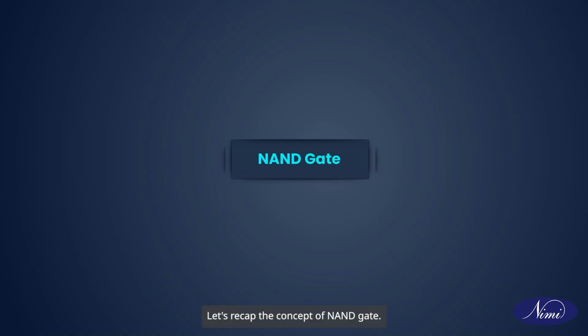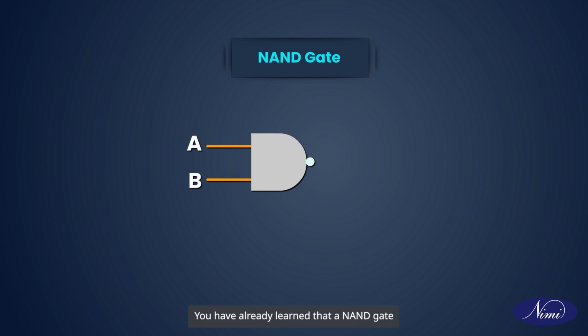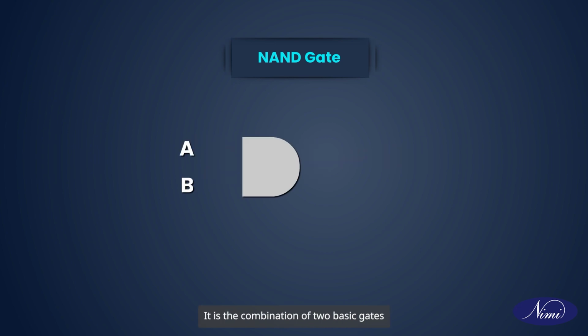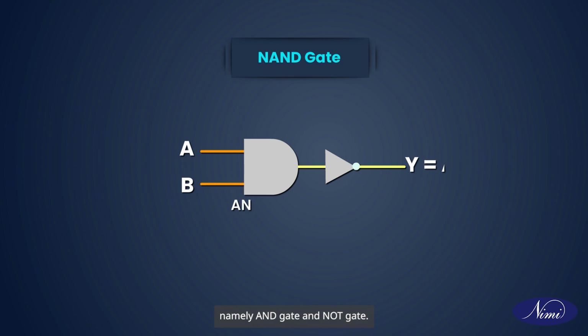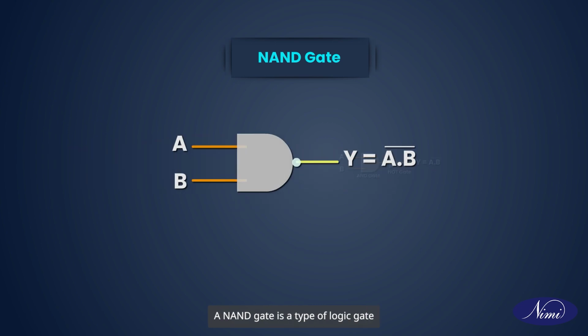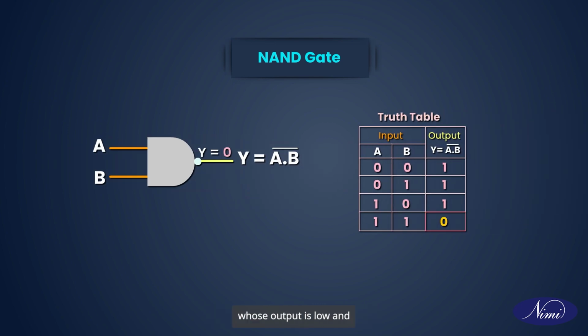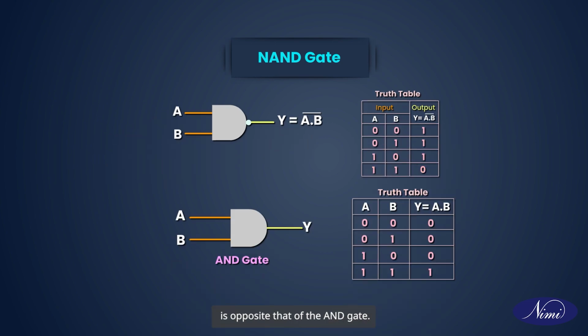Let's recap the concept of NAND gate. You have already learned that a NAND gate is a type of universal logic gate that one can use to realize any kind of logical expression or any other type of logic gate. It is a combination of two basic gates, namely AND gate and NOT gate. A NAND gate is a type of logic gate whose output is low when all its inputs are high, and its output is high when any of its inputs is low. Therefore, the operation of the NAND gate is opposite that of the AND gate.